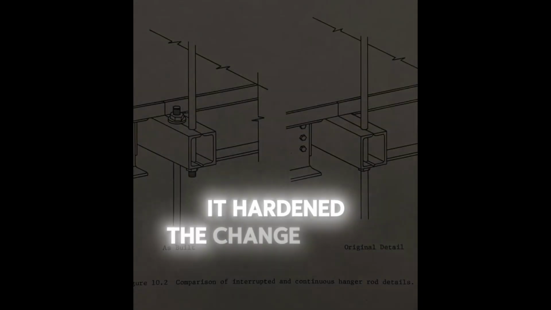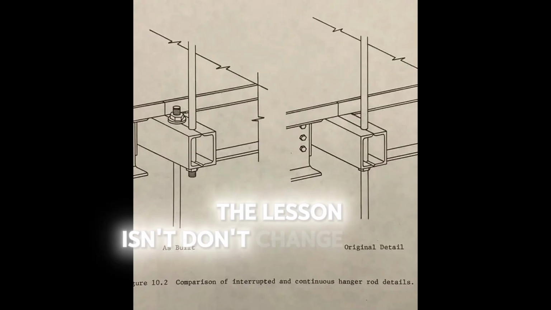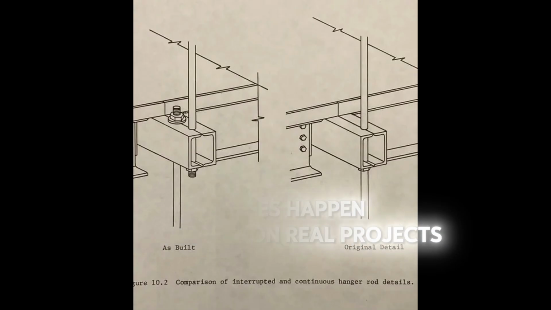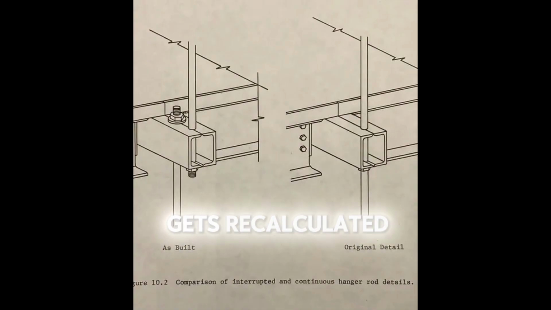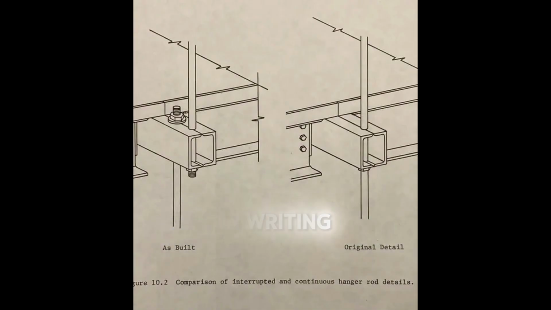Fourth, and most practically, it hardened the change review process itself. The lesson isn't don't change designs. Changes happen constantly on real projects. It's that a change to a connection is a change to the load path. And every load path change gets recalculated from scratch by someone qualified, in writing.